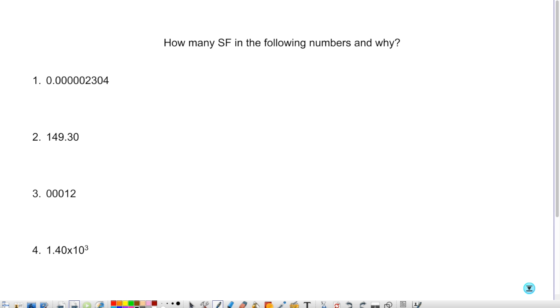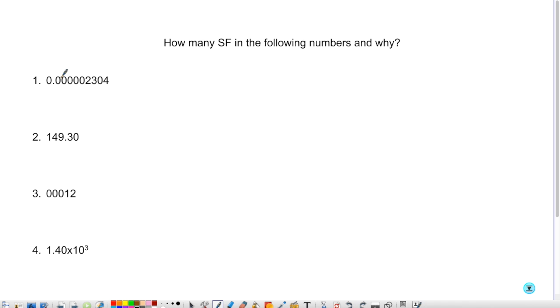All right, so let's go through, and I want you to pause the video. I want you to look at all these, and I want you to count the number of sig figs, and I want you to tell me how many sig figs are in each number and why, okay? What I'm really looking at is, are these digits significant? Are they not, and why? Okay?